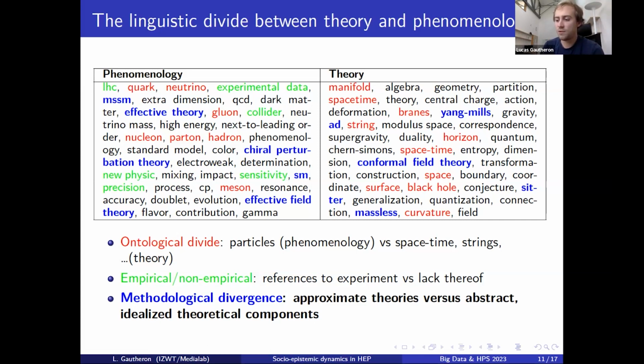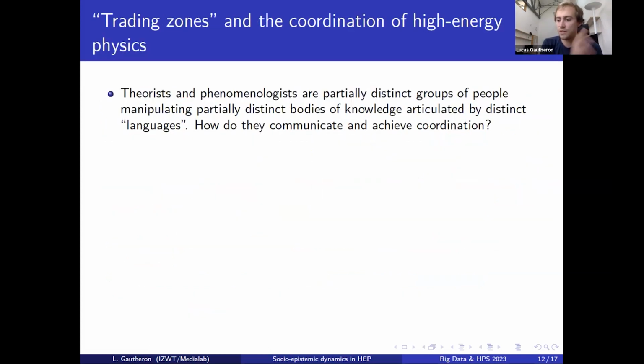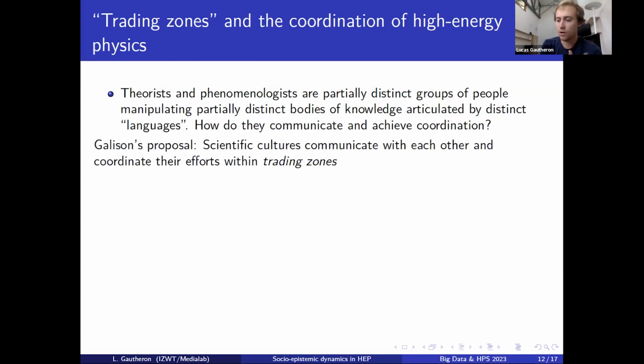So what we see is that theorists and phenomenologists are partially distinct groups of physicists manipulating partially distinct bodies of knowledge articulated by distinct languages. But how then are they able to communicate and exchange knowledge in spite of these marked differences? So Peter Galison's proposal in his book Image and Logic is that scientific cultures communicate and coordinate with each other inside what he calls trading zones.